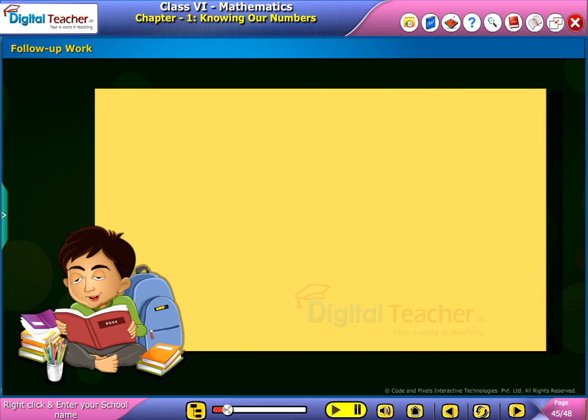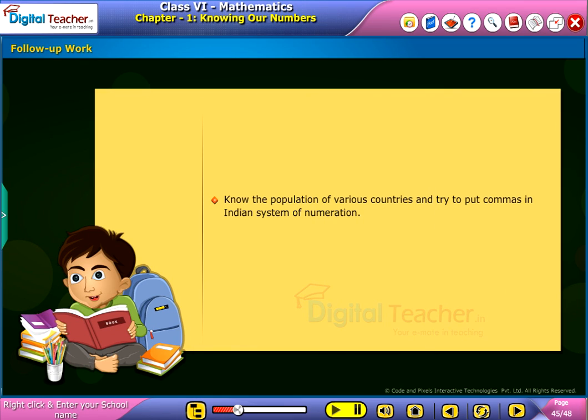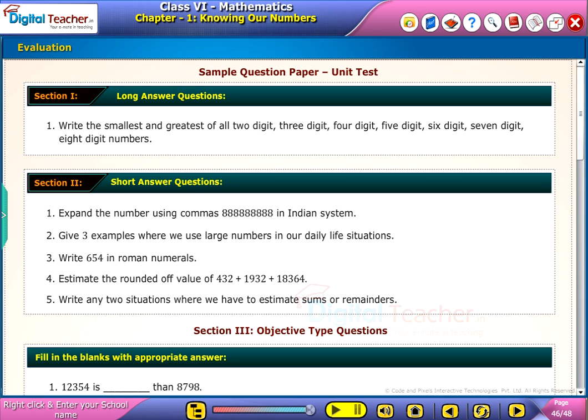Follow-up work. Know the population of various countries and try to put commas in Indian system of numeration. Know the highest and smallest of 10-digit, 11-digit and 12-digit numbers. Test your understanding of the chapter by taking the mock unit test.